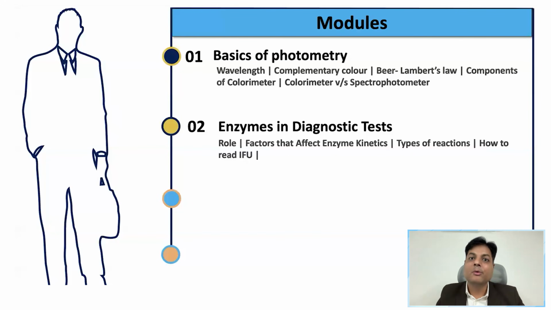In the first module, we covered the basics of photometry, where we discussed what is wavelength, what are complementary colors, how Beer-Lambert's law got formed, and how we implement it in our day-to-day life to generate patient reports. What are the components of a colorimeter and what is the difference between a colorimeter and a spectrophotometer?